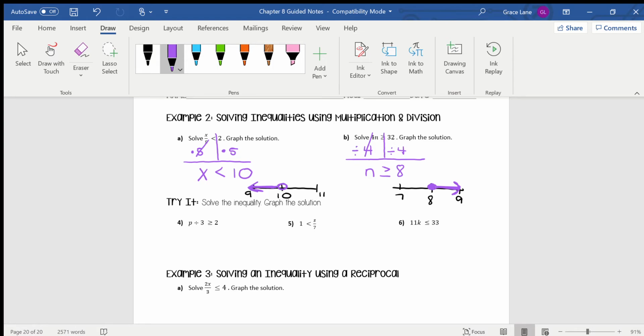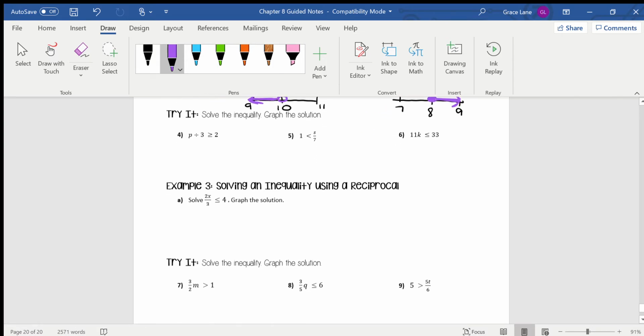All right, pause here, try 4, 5, and 6. Okay, number 4, p divided by 3 is greater than or equal to 6. Opposite of divide is times 3. P is greater than or equal to 18. The graph should look like this, colored in dot because it includes 18, pointing to the right. My graphs are getting smaller each time.